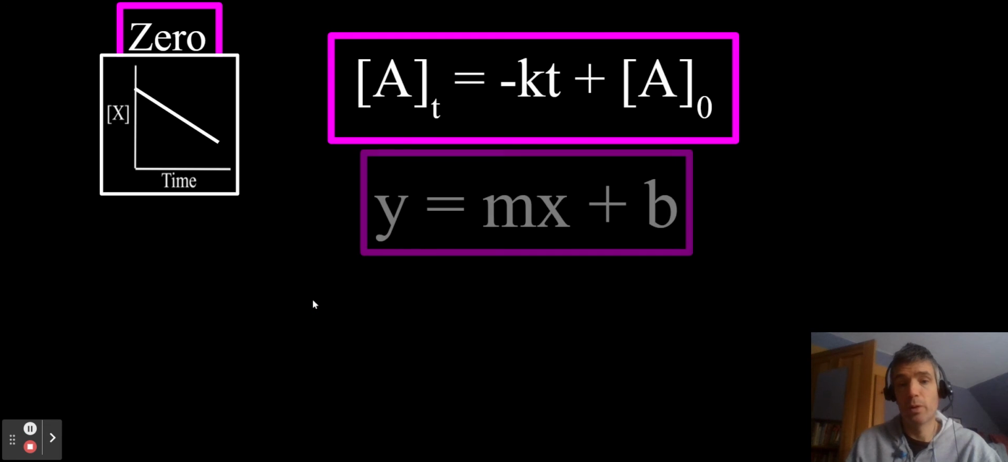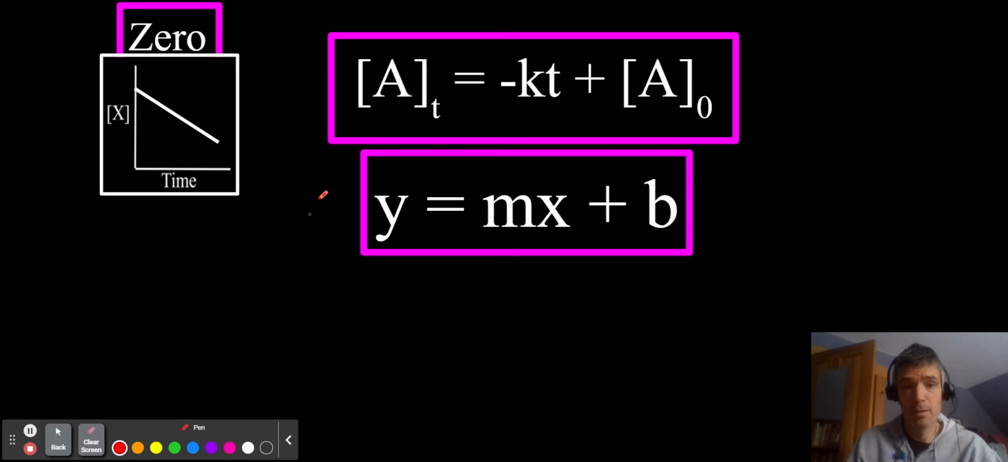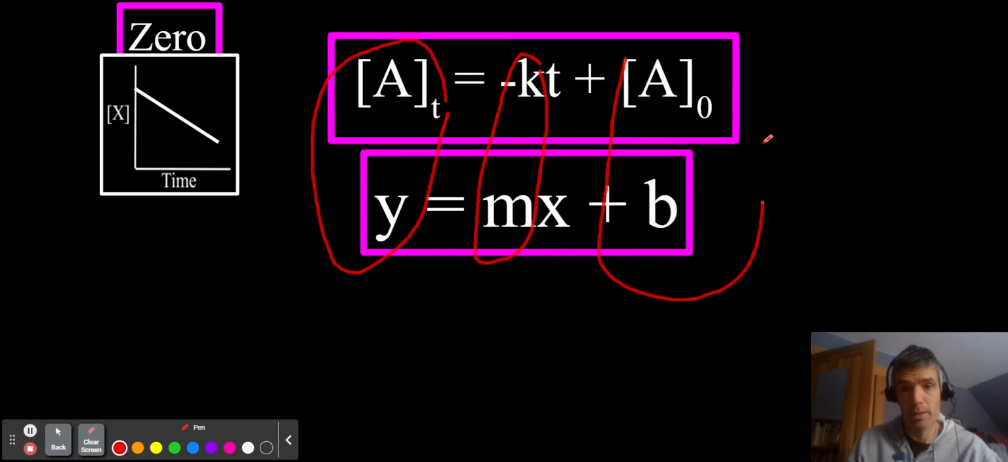Now I want to look at this equation just to really make it clear. So here is my y value. Here is my x value, my slope. Here's my y-intercept, and here is my x value.